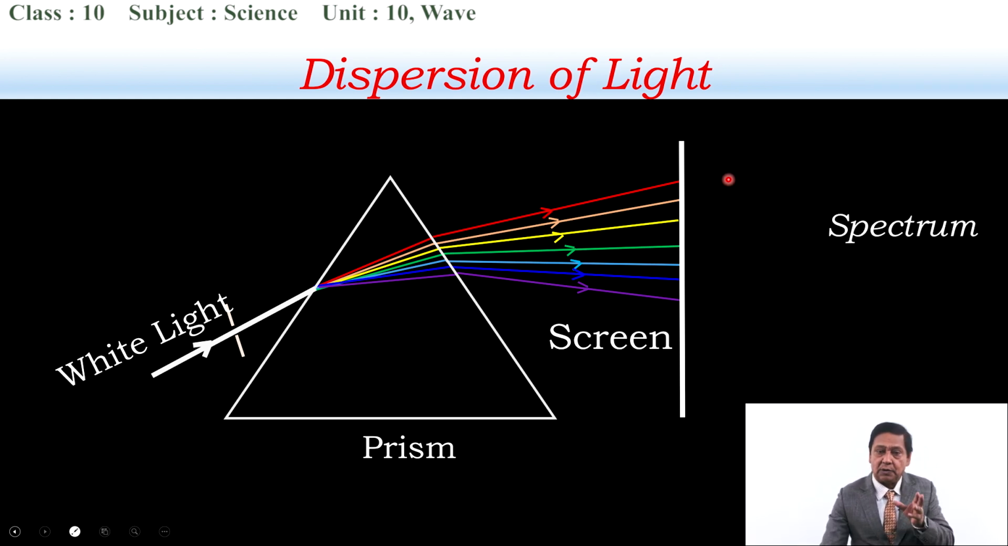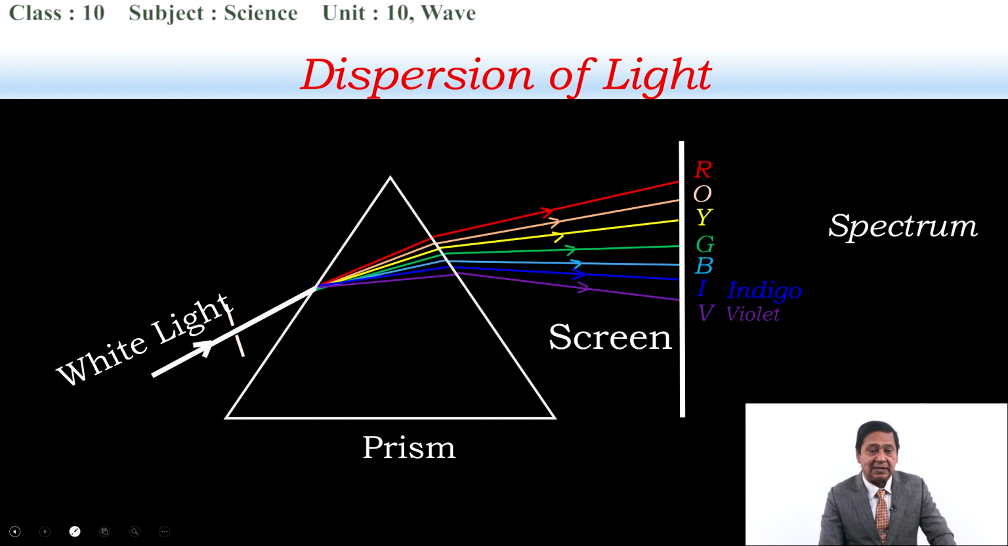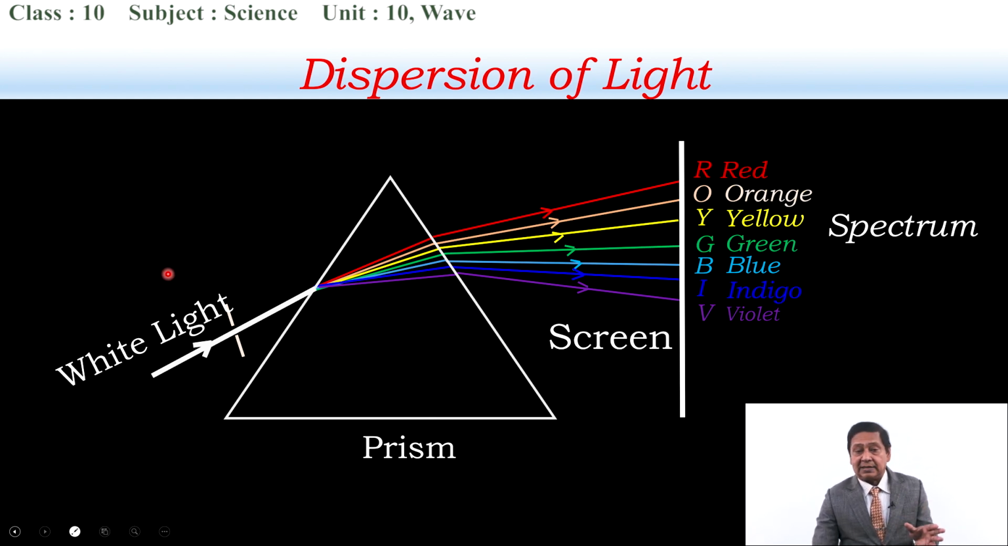Let's try to remember the 7 different colored lights which appear on the screen, which is called spectrum. What are they? They are in the order of V, I, B, G, Y, O, R. We have to remember this word VIBGYOR from bottom to the top. V means violet colored light, I is indigo, B means blue, G is green, Y is yellow, O is orange, and R is red. It means white light contains these 7 different colored lights. It is composed of these 7 colored lights. This is proved by this process also.